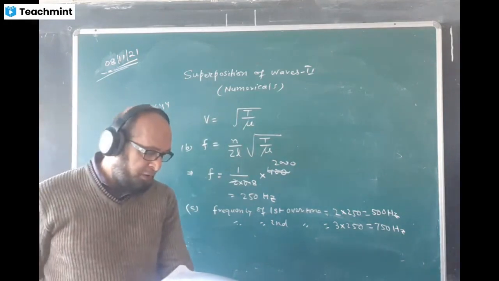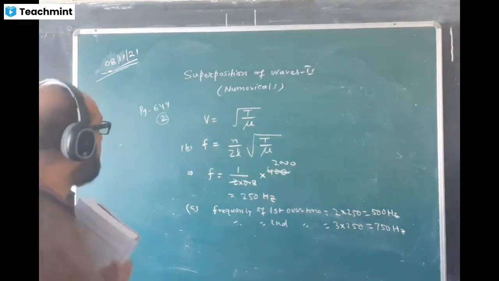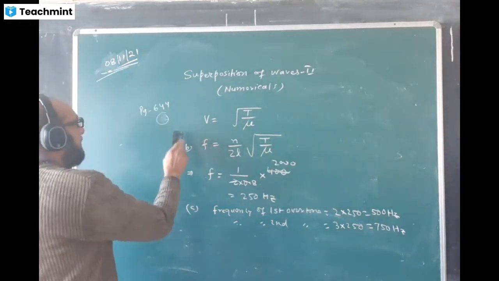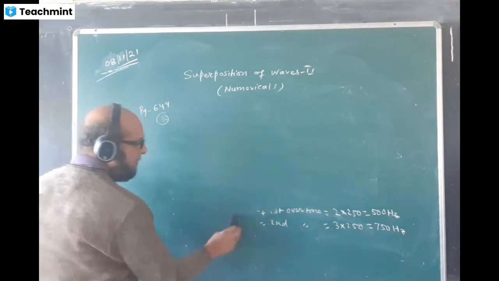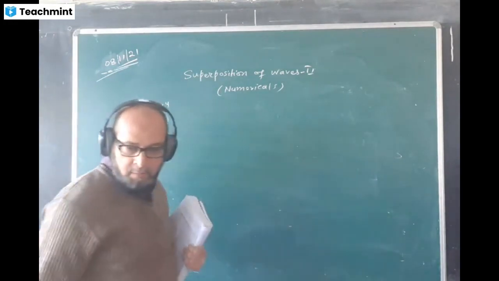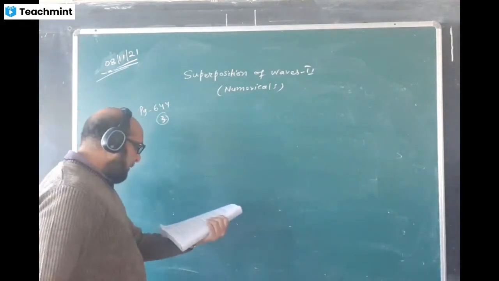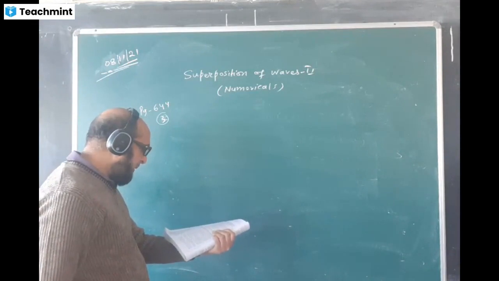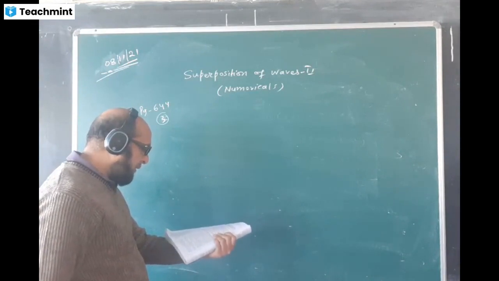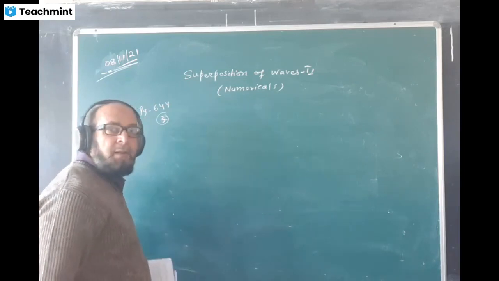Now I will be doing question number 3. Question number 3. A sonometer wire of diameter 1 mm and length 36 centimeter vibrates with a fundamental frequency of 100 Hz under a tension of 31.4 Newton. Find the density of the material of the wire.